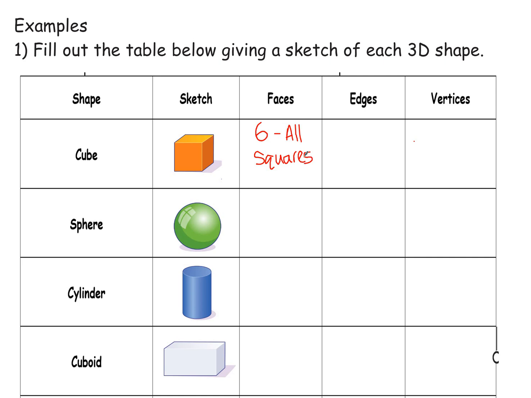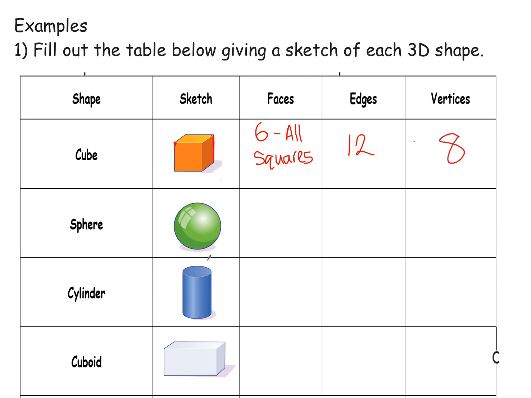How many edges does it have? Well, an edge is where the 2 faces meet. So for example here, so I'd have 1, 2, 3, 4, 5, 6, 7, 8, 9, 10, 11, 12. So that's 12 edges. And vertices are the corners. Count them. 1, 2, 3, 4, 5, 6, 7, 8.